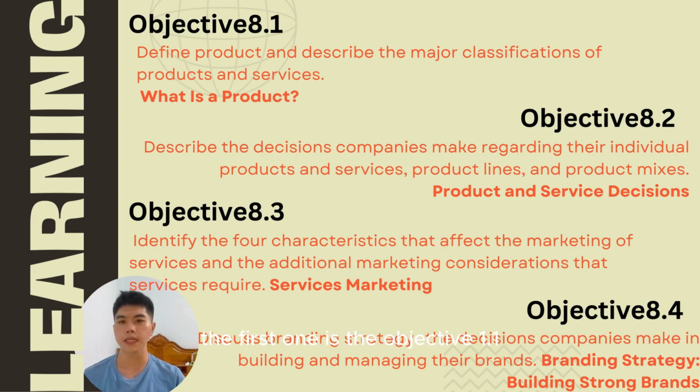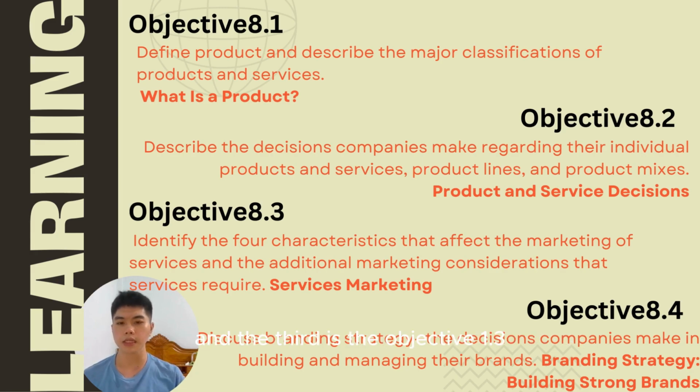The first one is objective 8.1. It will help us understand what a product is. The second one is objective 8.2. It will describe the decisions that companies make based on individual products and services.